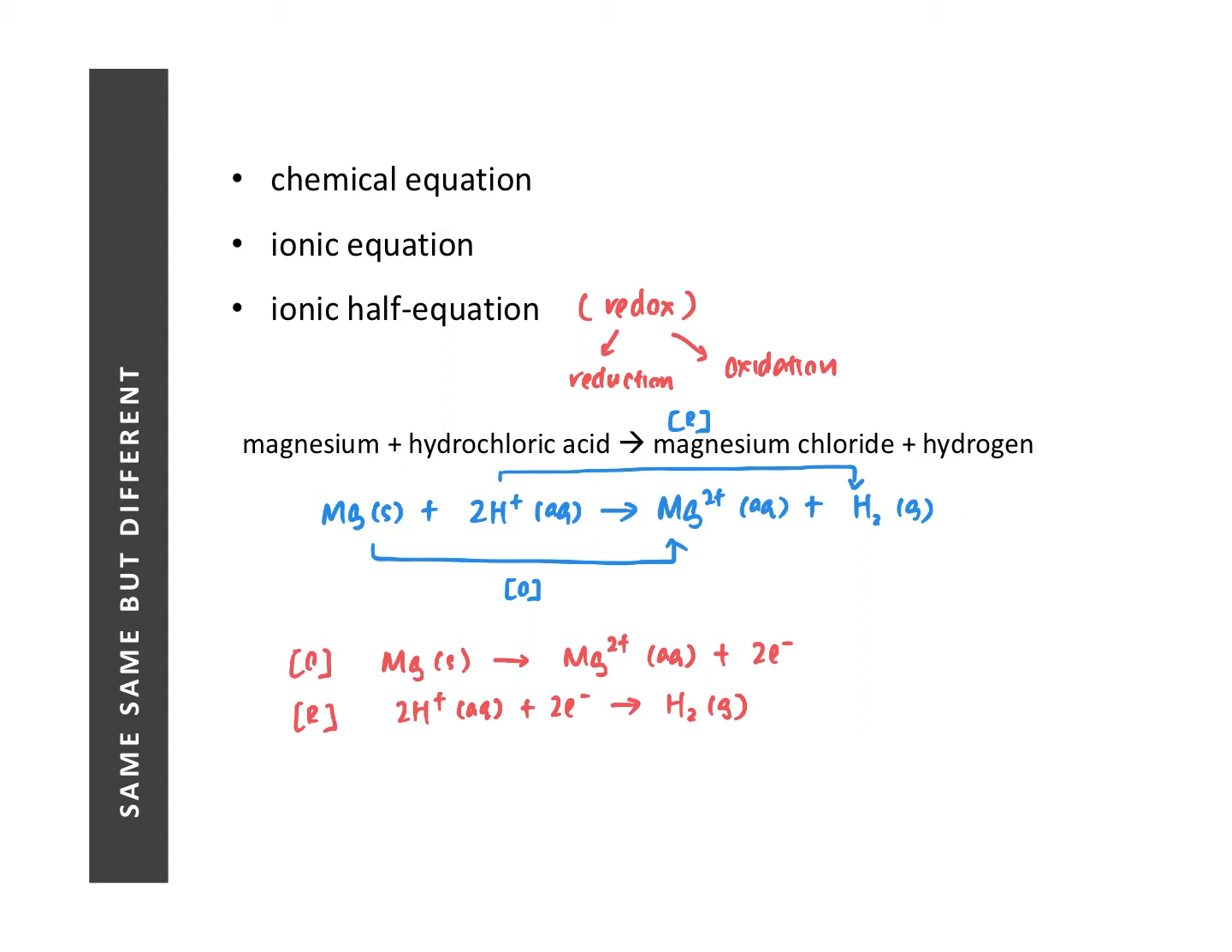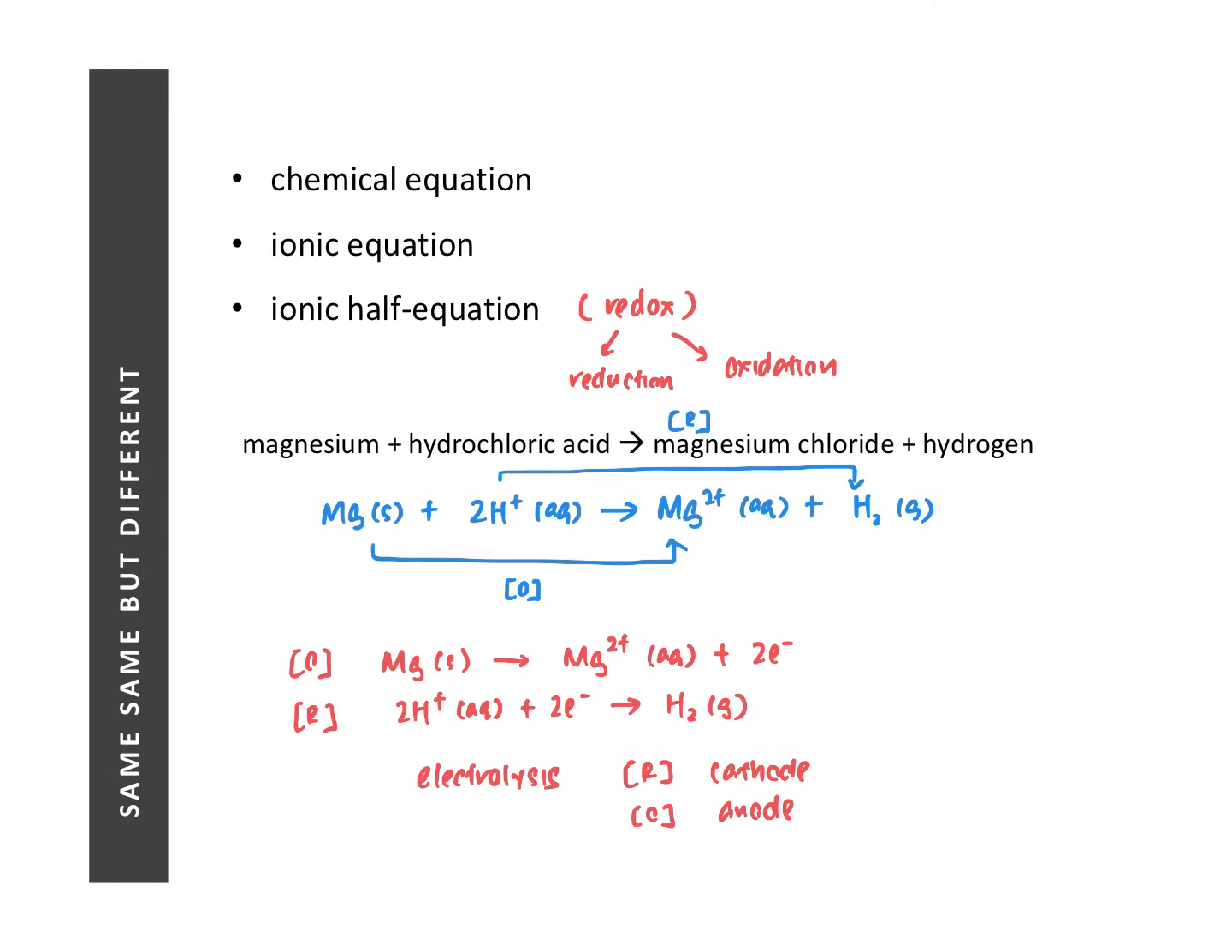So where else do we see ionic half equations? We see them in electrolysis as well. In electrolysis we have reduction occurring at the cathode, and oxidation occurring at the anode. So the equations that you have been writing for the reaction at the cathode and the reaction at the anode, those are your ionic half equations to represent the reduction reaction at the cathode and the oxidation reaction at the anode.